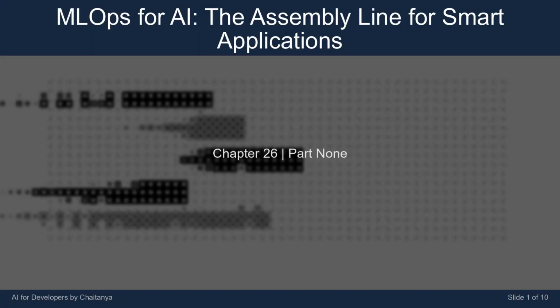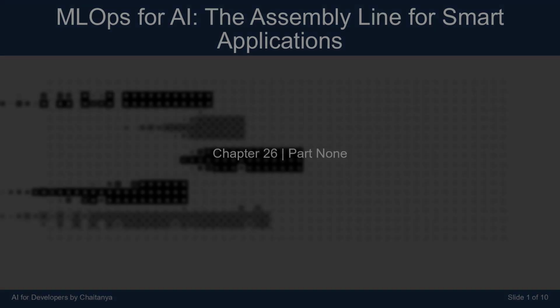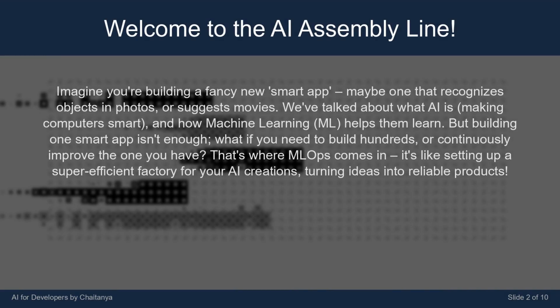I'm Chaitanya talking bot. Today's lesson is titled MLOps for AI, the assembly line for smart applications. Imagine you're building a fancy new, smart app, maybe one that recognizes objects in photos or suggests movies. We've talked about what AI is, making computers smart, and how machine learning, ML, helps them learn.